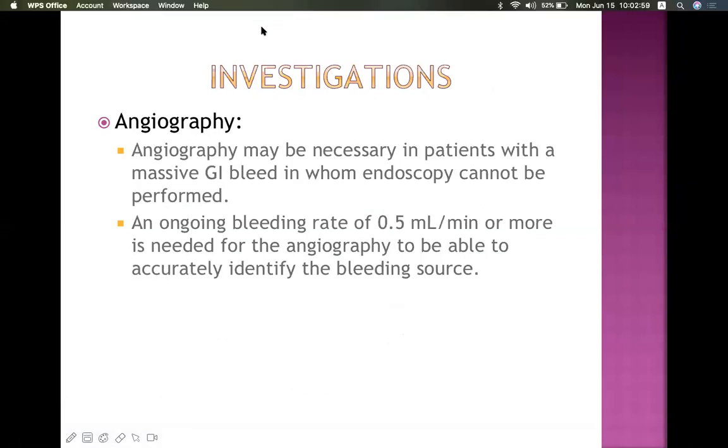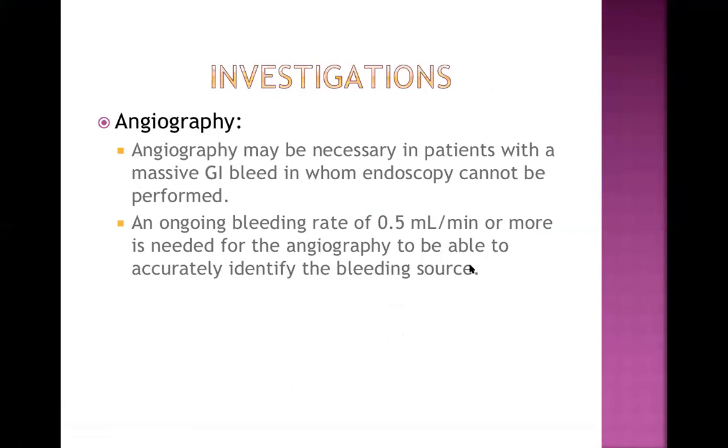Now, another type of investigation we like to do is angiography. Now, what is the role of angiography here? This angiographic investigation may be necessary in patient with a massive GI bleed in whom endoscopy cannot be performed. So bleeding is going on massively and you cannot do endoscopy because there is blood everywhere. Okay, I cannot see any field at all during that time. Which blood vessel has bled? Angiographic test can give you the idea.